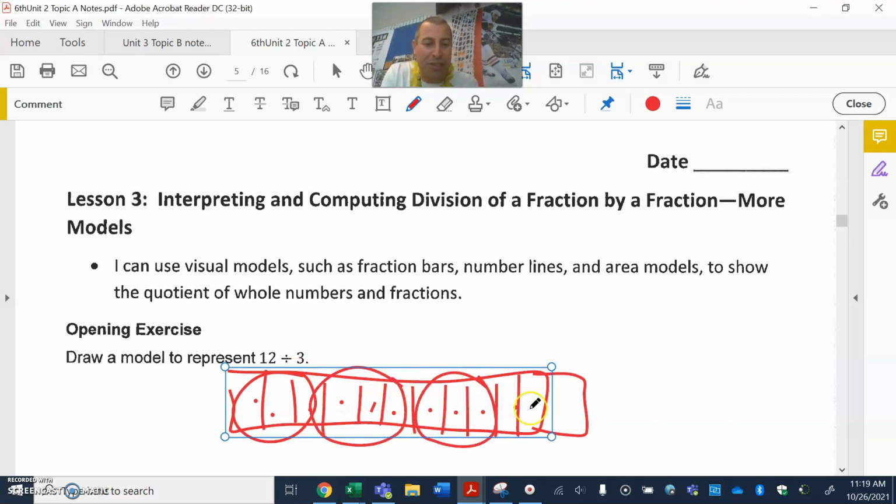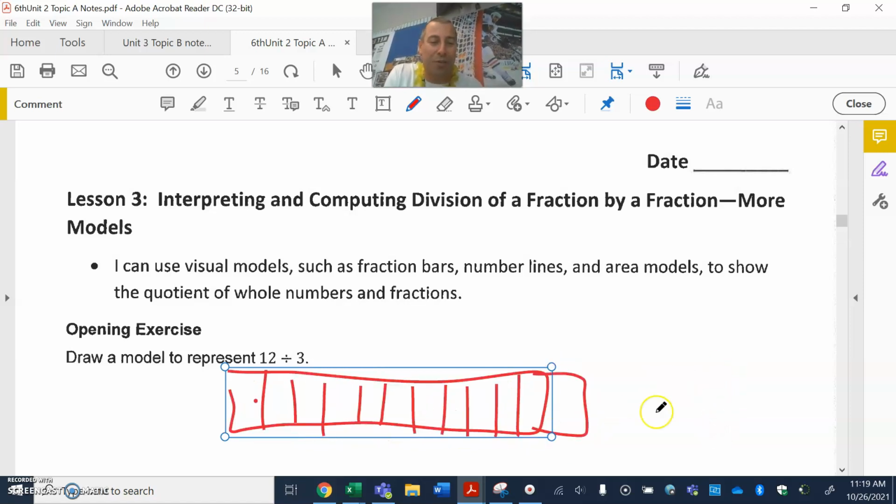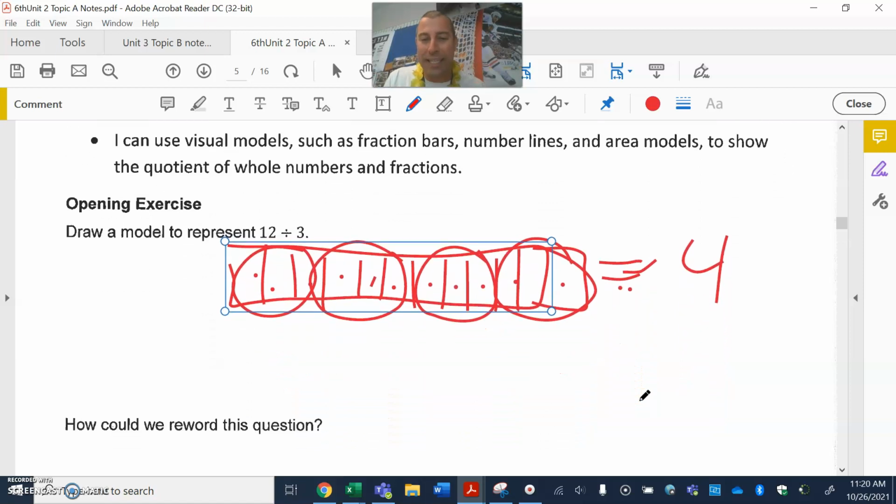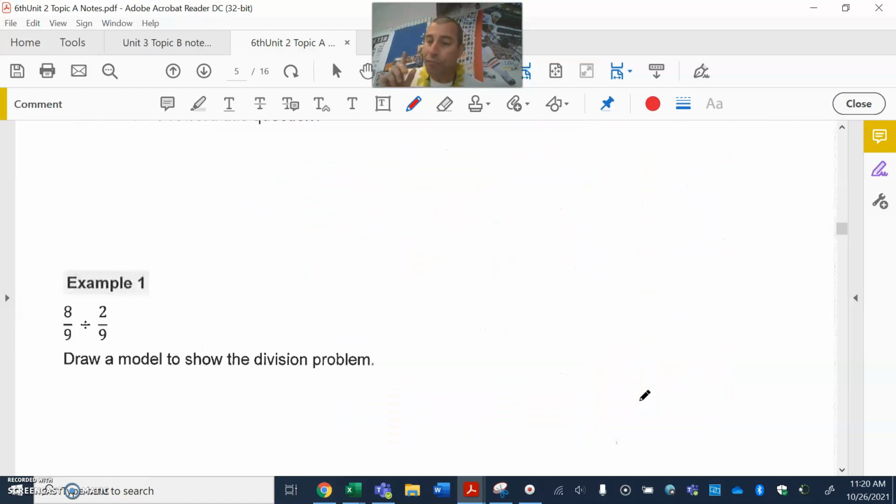You know where this is going. 1, 2, 3, exactly. There are exactly 4 groups. And that's the idea behind it. 12 divided by 3 equals 4. So that's what we want to keep in mind here of what division is all about.